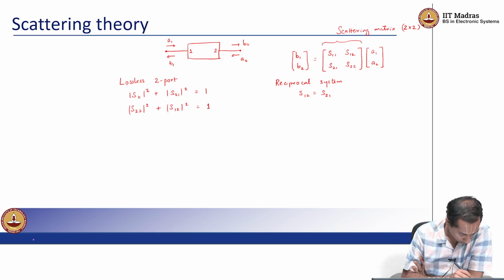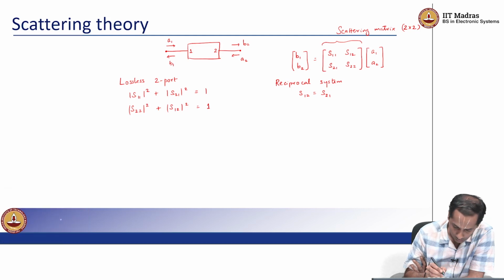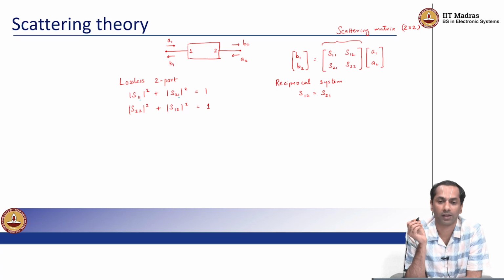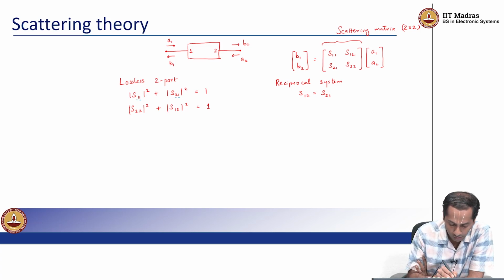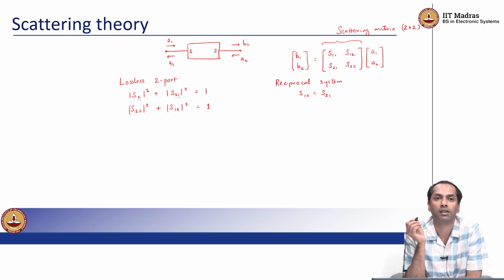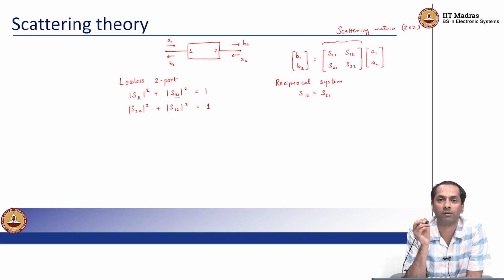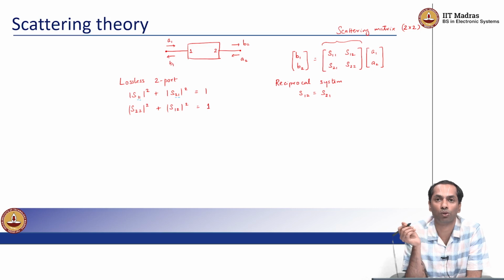So when I launch in 1, you can see that the second subscript is the same, and I collect the energy in 2 or 1. If I do the modulus square of these scattering parameters, I'm actually getting power. So the sum total of the power that I measure in port 1 and port 2, while injecting power only in port 1 and not port 2, this sum has to be 1.